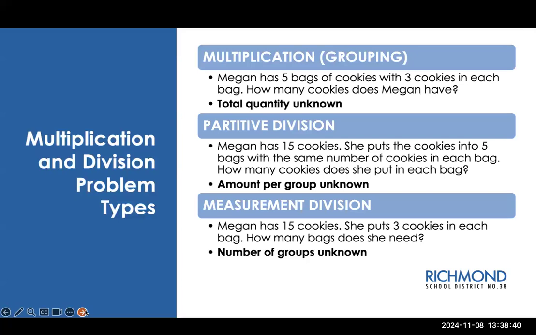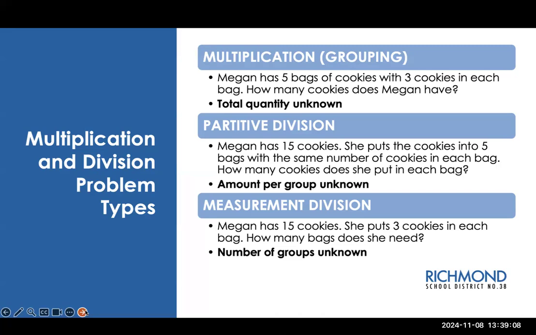Specifically, when we think about multiplication and division, there are 3 specific problem types using those structures. So there's multiplication, which is grouping. That's when we don't know the total quantity. The total quantity is the unknown part. So the example: Megan has 5 bags of cookies with 3 cookies in each bag. So how many cookies does Megan have? Sometimes we use the term altogether or in all. What's the total quantity of cookies that Megan has?